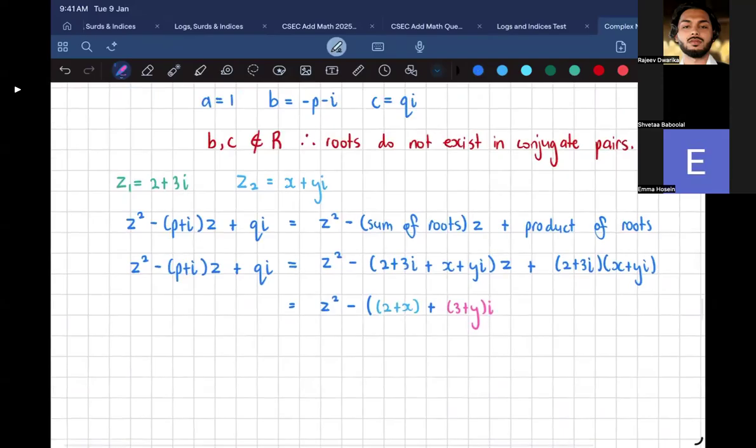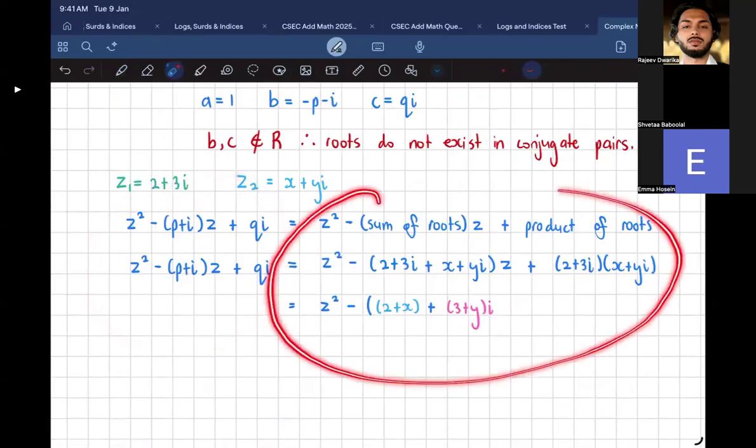Wait, say that again. In the sum of roots, well, we know, you said p is basically 2 plus 3i and the other root is x plus yi? So, Emma, this is what we were given, right? And I'm forming an equation over here.